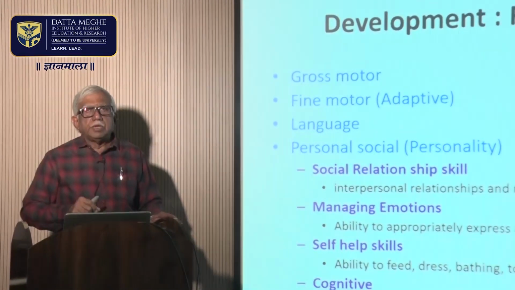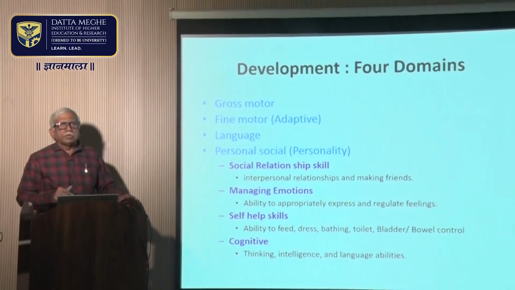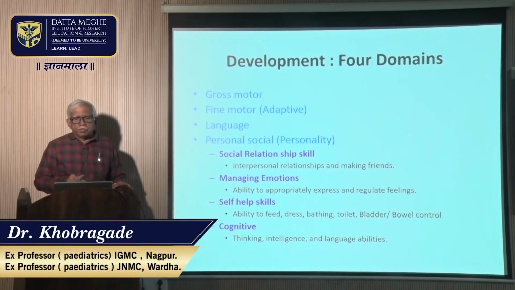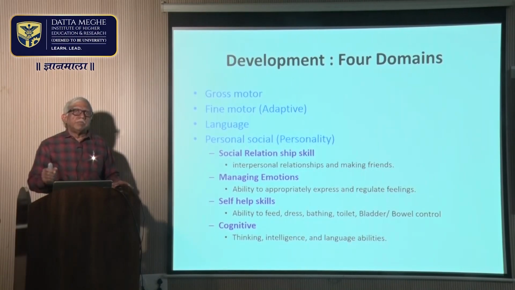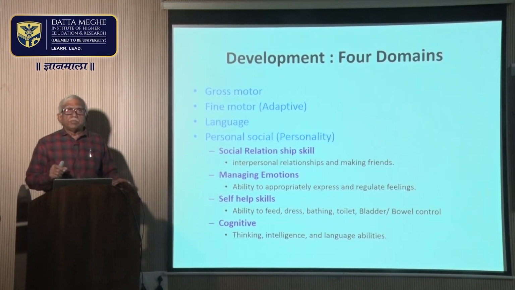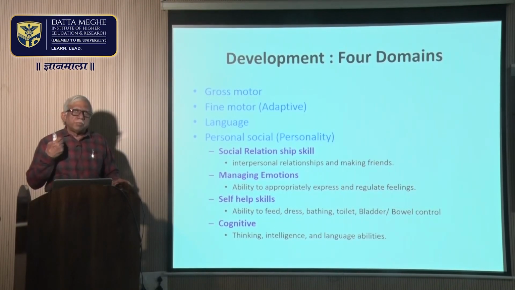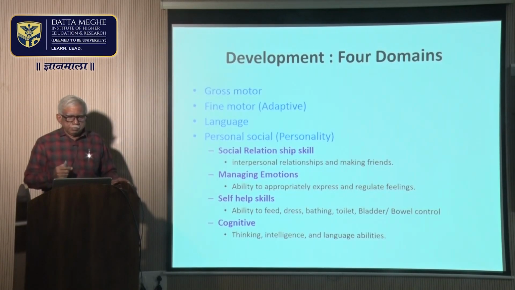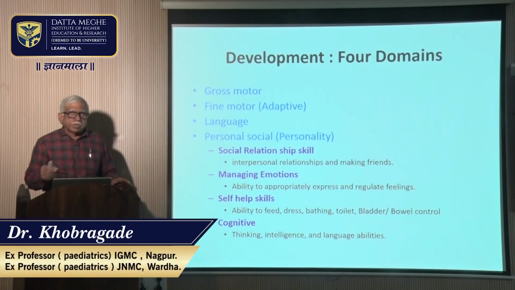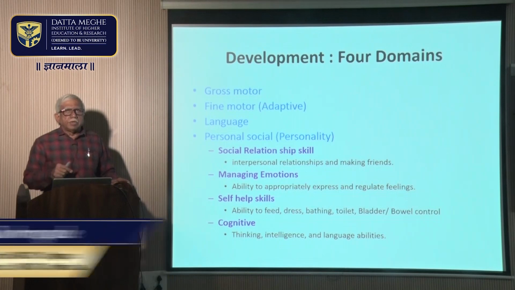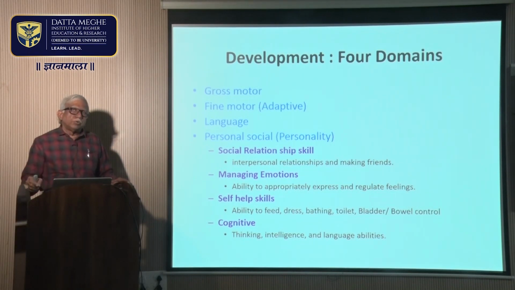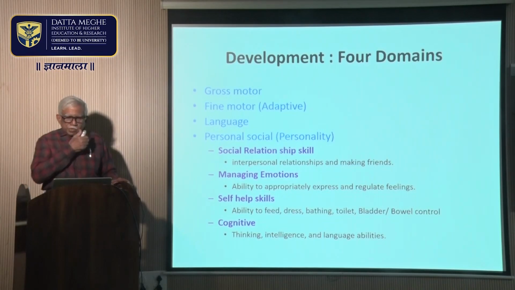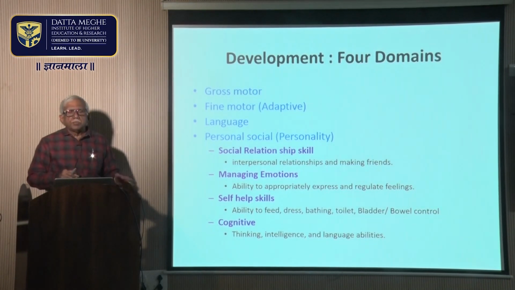And the personal, social or personality development, here you have a complex interplay of various skillful activities. First and foremost is social relationship skill. For example, when the child becomes 6 to 8 weeks old, he tries to interact with the mother, tries to develop a bonding with the mother and then demonstrates a social smile. So, a sense of attachment with the mother, and as the age advances, he tries to mix with other kids, to play with them, and in a preschool child and a school going child, he tries to play with playmates. This is how a social relationship skill is attained.